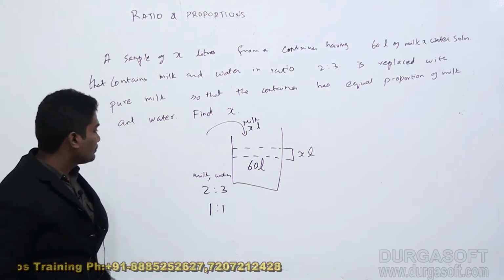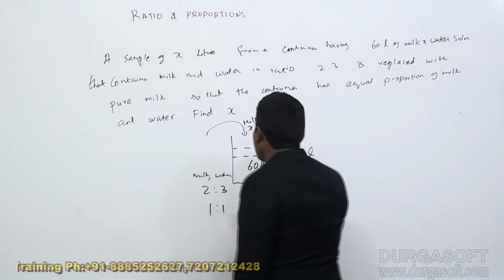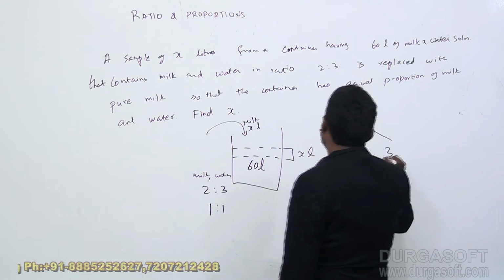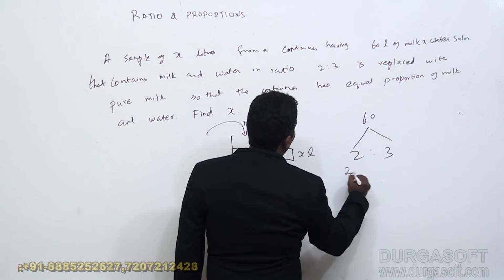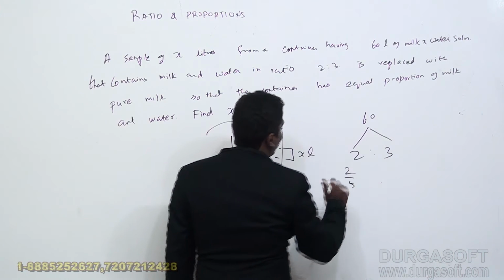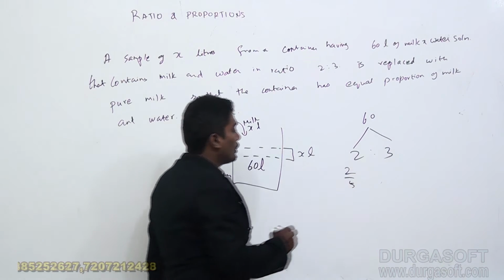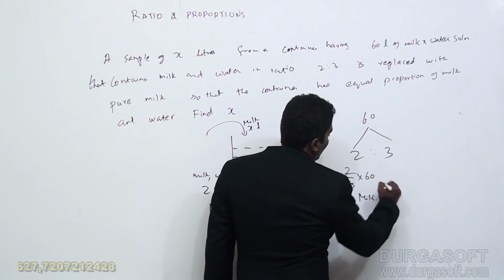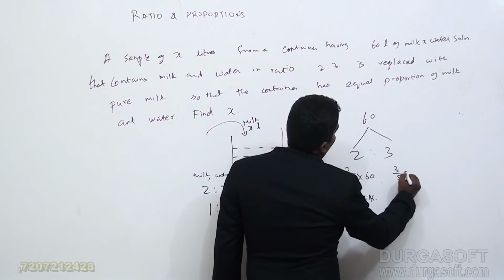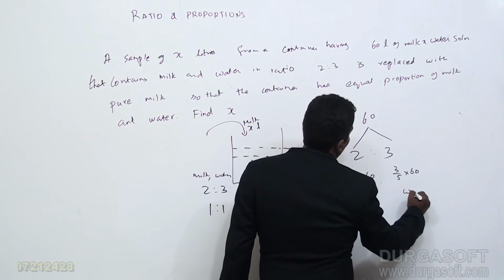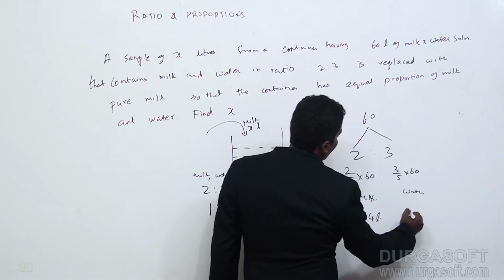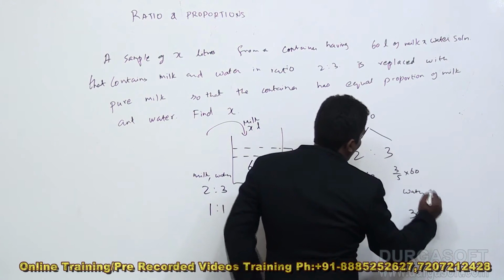See here, initially in these 60 liters, milk and water were in ratio 2:3, which means 2 plus 3 is 5. So 2/5 of 60 is milk and 3/5 of 60 is water. In other words, I had 24 liters milk and 36 liters water.